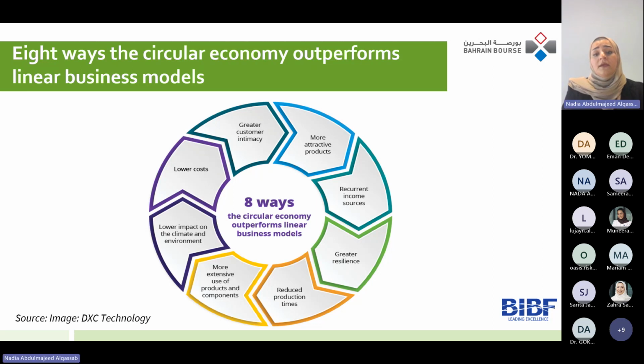Okay? The other advantage is you will actually produce more attractive products, and hence, if you produce products that the customer wants, what happens in the long run? You benefit, you increase your profitability.